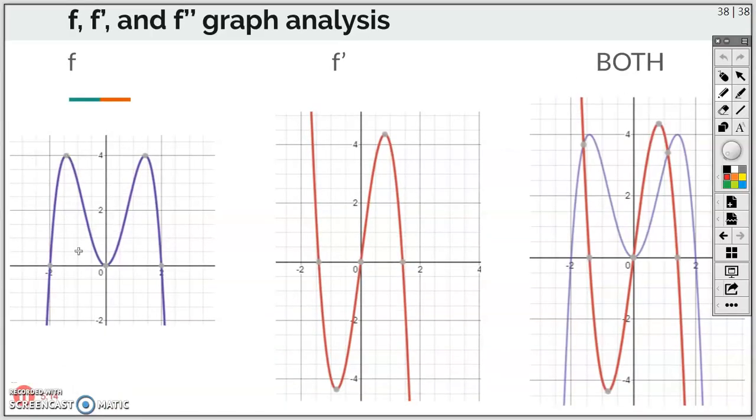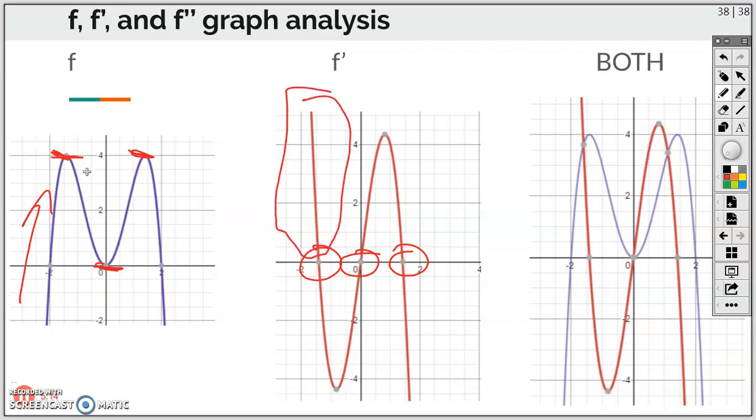So if this is f, wherever f has a horizontal tangent line, and there's 3 of them, f prime, the derivative, should be 0. So these 3 maxes and mins match up with zeros on f prime. When the original function is increasing, the derivative should be positive. When the original function is decreasing, the derivative should be negative. So here's the 2 graphs separate, and here they are on top of each other. Again, horizontal matches with a 0 on the derivative.